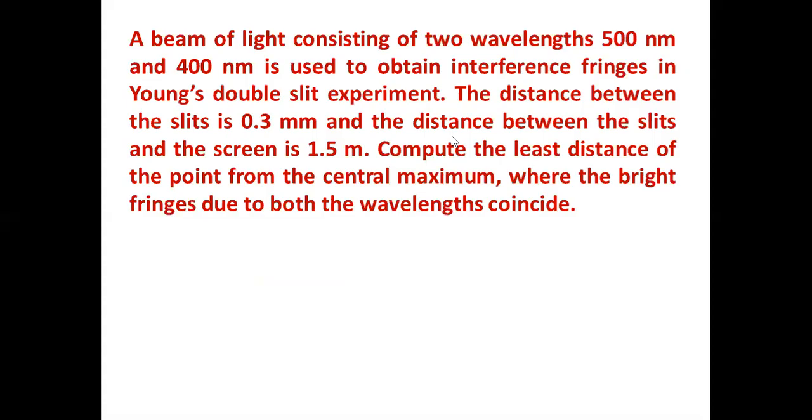Next one. A beam of light consisting of two wavelengths, 500 nanometer and 400 nanometer, is used to obtain interference fringes in Young's double slit experiment. Oh, they are using two wavelengths.